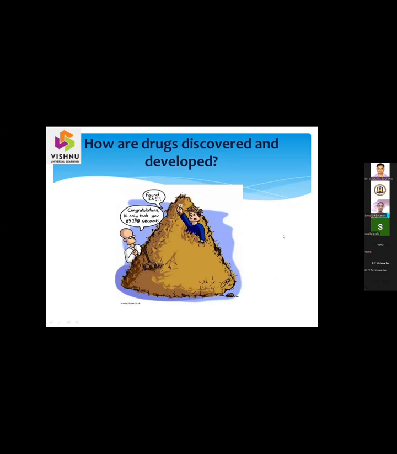So how are these drugs developed generally? It's just a cartoon to find out a particular drug. This scientist is telling that it took over 65298 seconds to discover a particular drug. So you can calculate how much time it takes to introduce a new drug into the market.